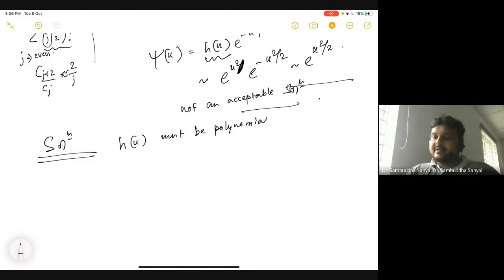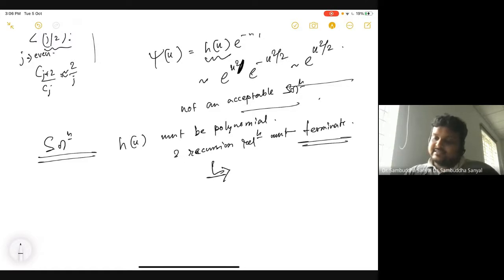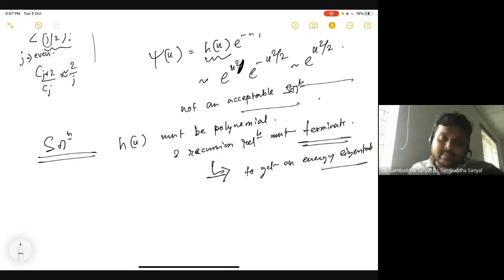And we want a termination condition. It must be polynomial, and the recursion relation must terminate. This is required to get an energy eigenstate for this problem, which is a physical bound state.